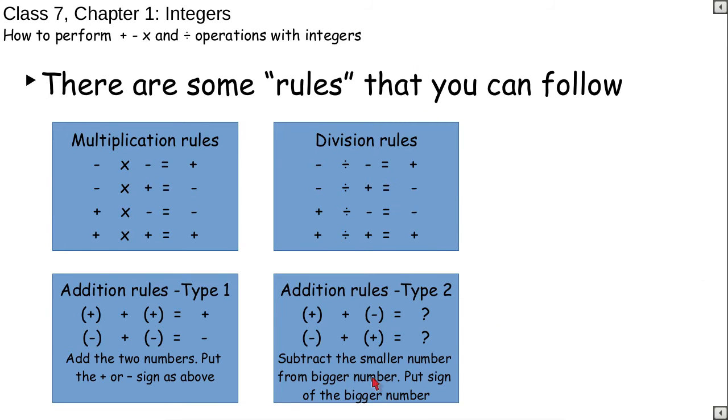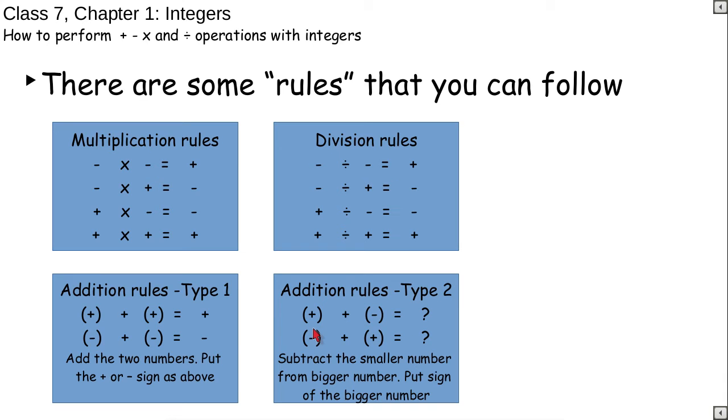Now let's look at the addition rules, type 2. How do we add a positive number with a negative number? What is the result that is obtained? How do we add a negative number to a positive number? The way you do this is, take the smaller number and subtract it from the bigger number. Now check the sign of the bigger number, and the result that is obtained will carry the sign of the bigger number.